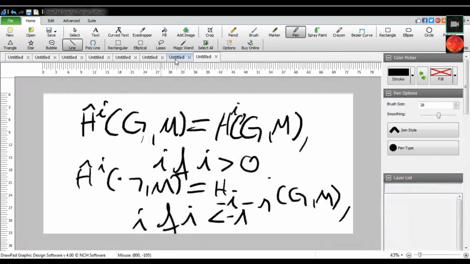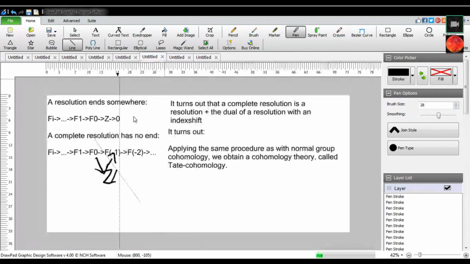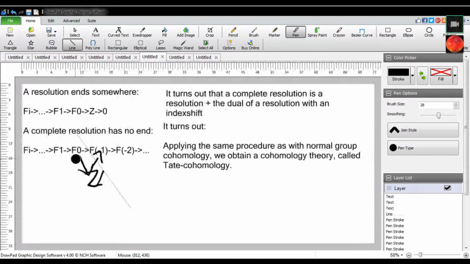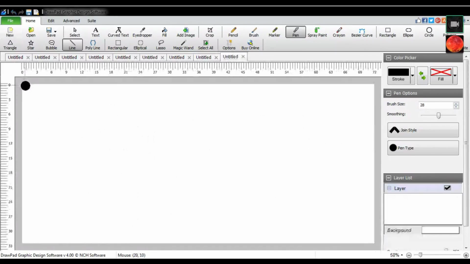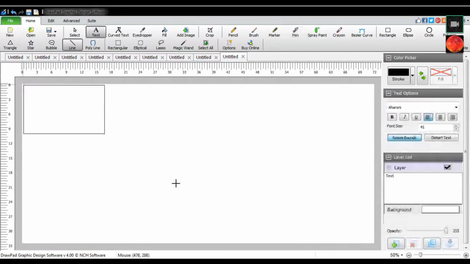And yes, we have these augmentation maps. The augmentation map is this one I drew. This goes from F0 into Z and from Z into F-1. These are the norm maps. And the big question is now, what is H0 and what is H-1? And it turns out there's a norm map. I'm going to define this norm map really quick.